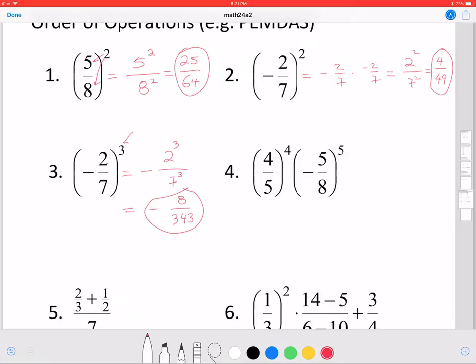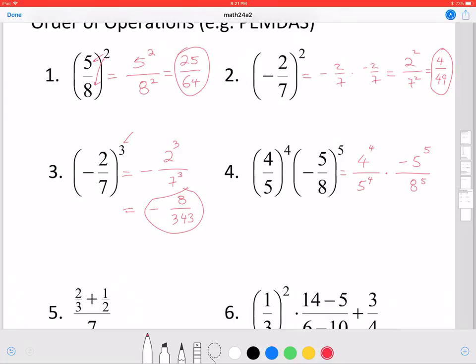Okay, problem number 4. We have a fairly high exponent, the 4th power and the 5th power. And let me write this one as the first one should be 4 to the 4th power over 5 to the 4th power, multiply by, and the second fraction is a negative raised to odd exponent, so we will retain negative. So it should be negative 5 to the 5th power and 8 to the 5th power.